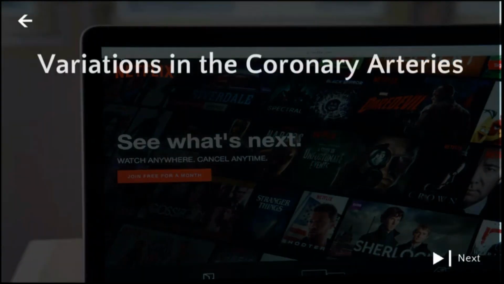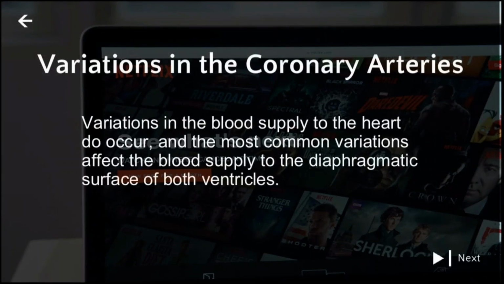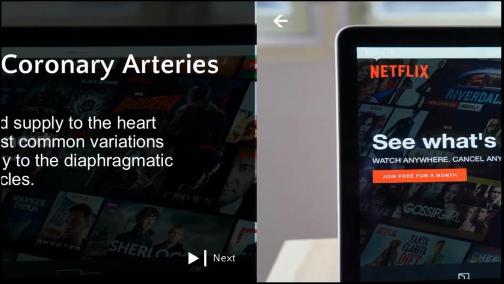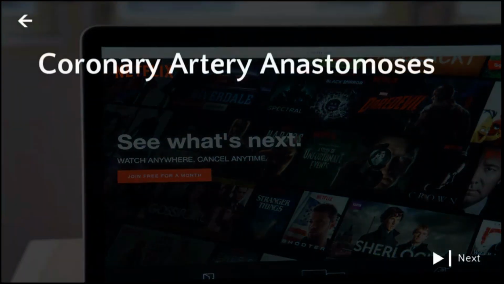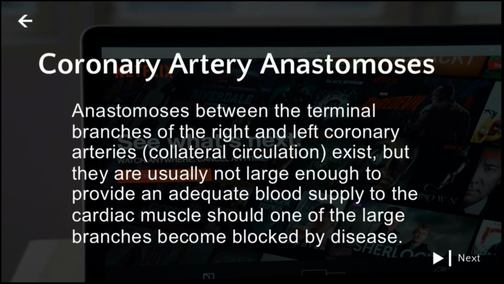Variations in the coronary arteries. Variations in the blood supply to the heart do occur, and the most common variations affect the blood supply to the diaphragmatic surface of both ventricles. Coronary artery anastomosis. Anastomosis between the terminal branches of the right and left coronary arteries, or the collateral circulation, exists, but they are usually not large enough to provide an adequate blood supply to the cardiac muscle should one of the large branches become blocked by disease.